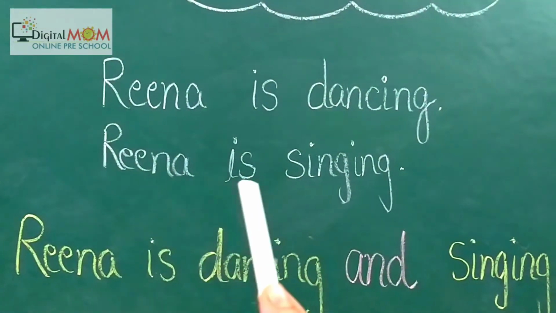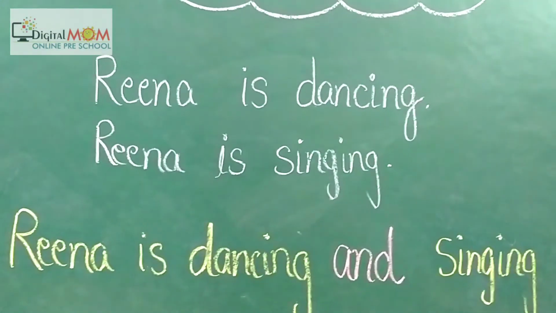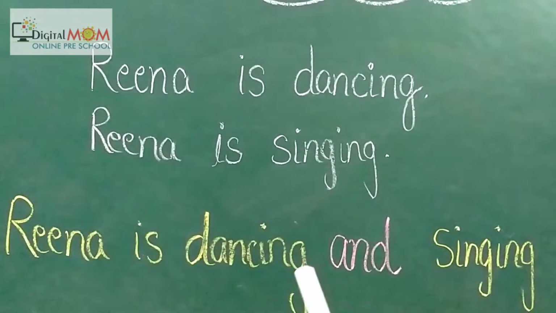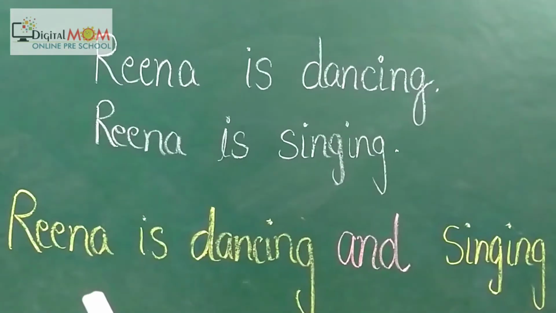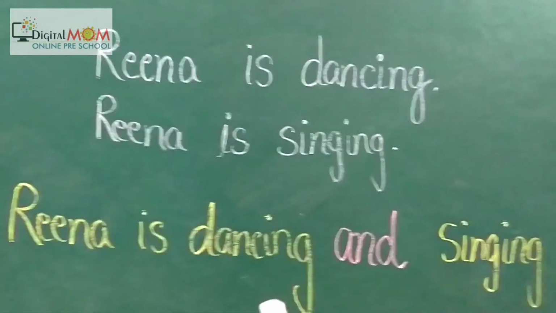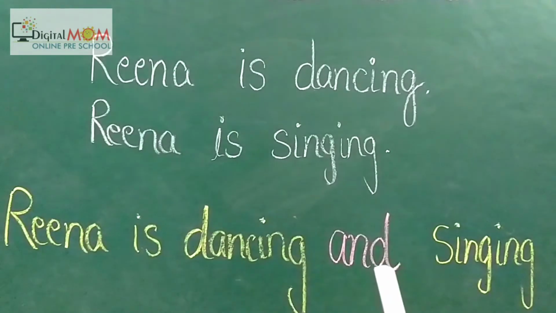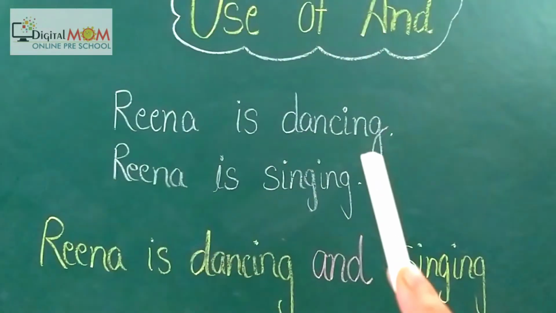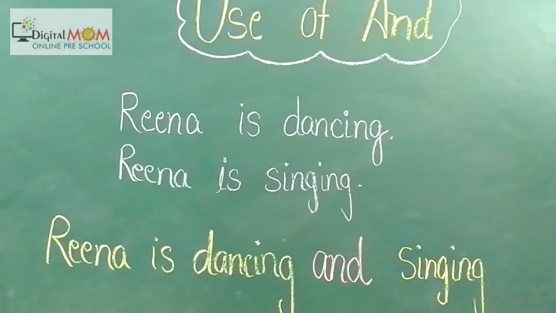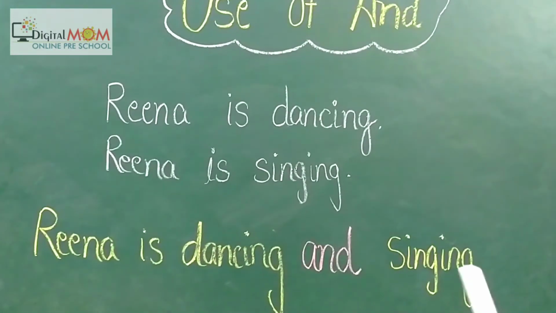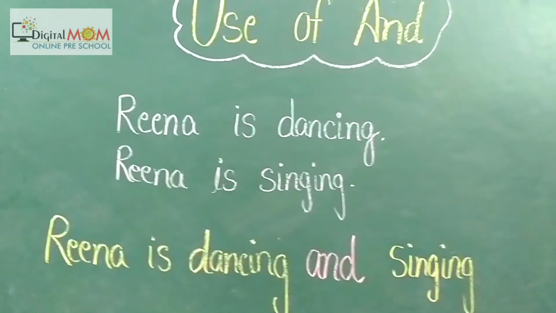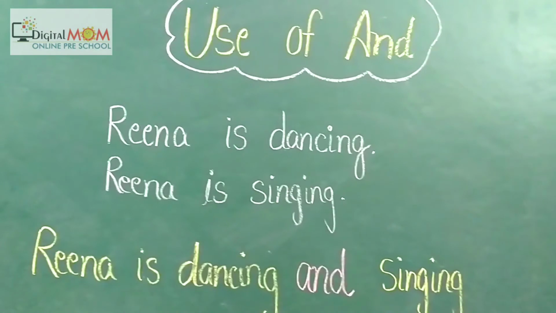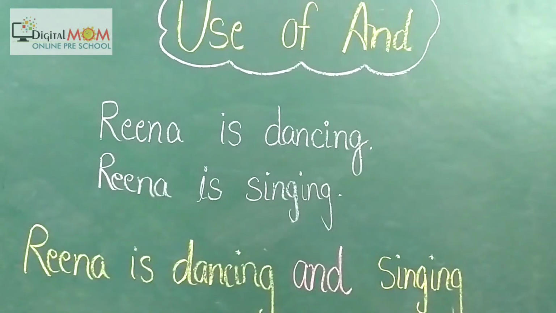I didn't write "Reena is" again because we are talking about the same person. I have just joined the actions of Reena. She is dancing and singing. So, Reena is dancing and singing. So when you have to join two sentences with "and", you will use it in this way. I hope now it is understood when to use and where to use "and" for joining two words and two sentences.